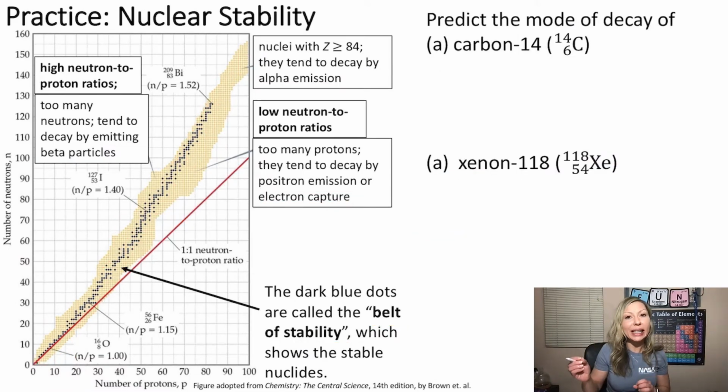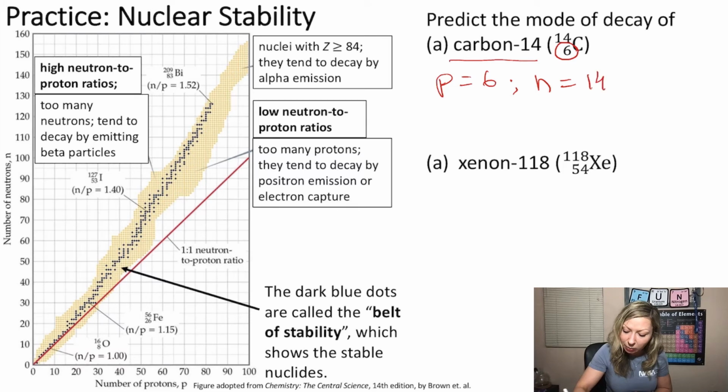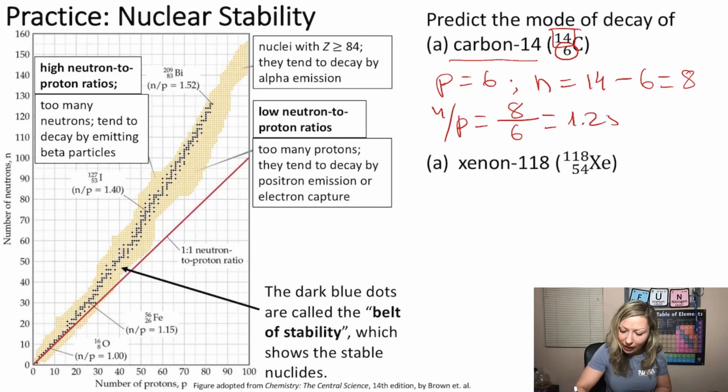Let's predict the mode of decay for carbon-14. Based on the atomic number, we know that carbon has 6 protons, and the number of neutrons can be calculated if we take the mass number, which is 14, minus the number of protons, so that is going to be 8. The neutron to proton ratio in this case becomes 8/6, which is 1.25.